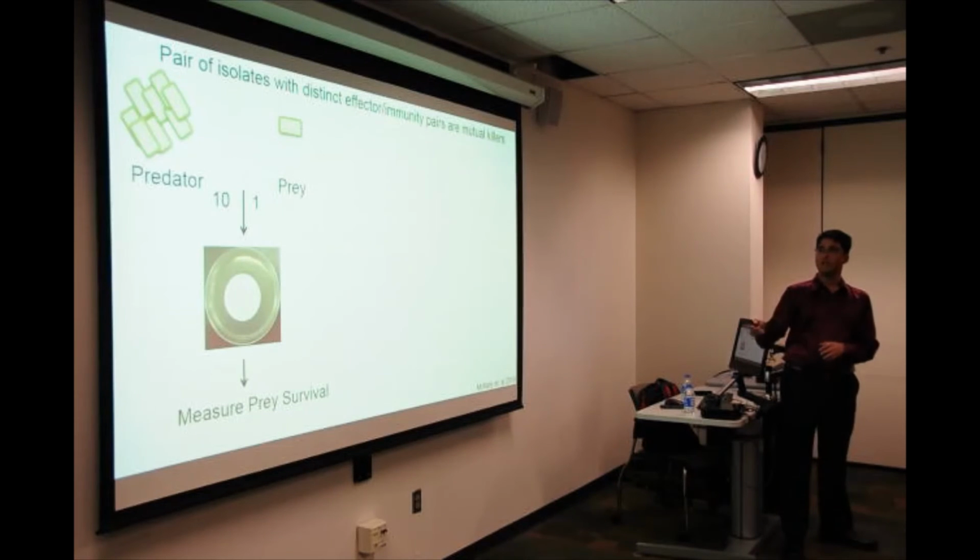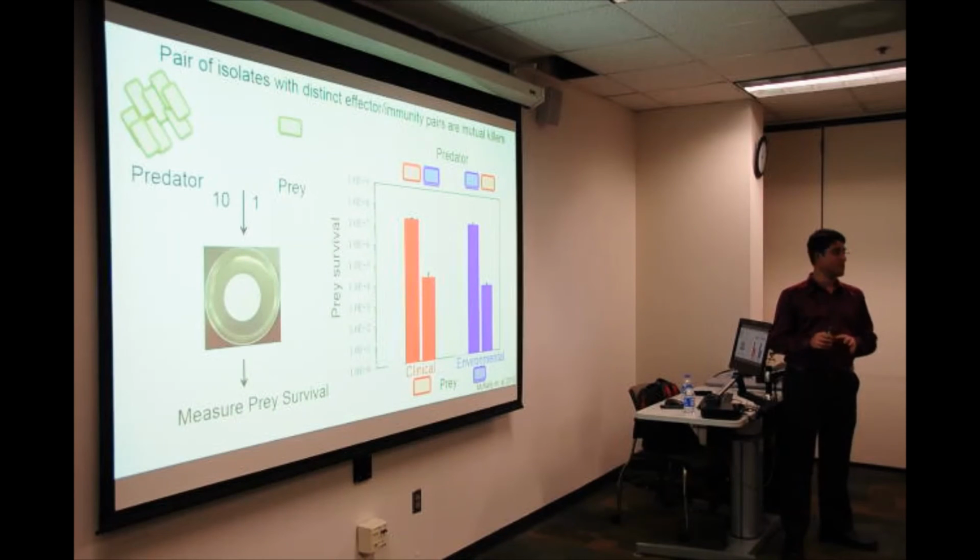So we designate one particular strain as a predator strain and another strain as a prey strain. We co-incubate them on a solid surface at a 10:1 ratio, so predator is always in the majority. And then we plate on selective plates to measure prey survival. And using this painstaking approach, we were able to identify a pair of strains that are mutual killers. So what does this mean? So what I'm showing you here is prey survival on the y-axis.